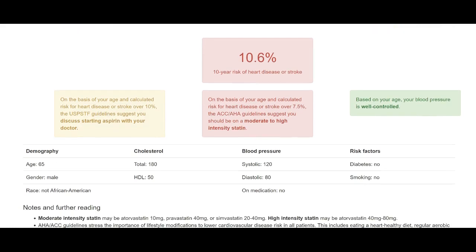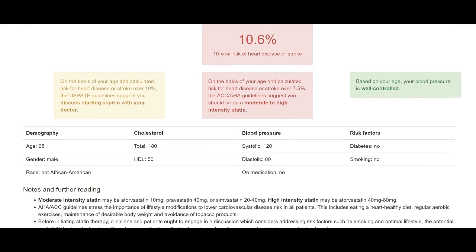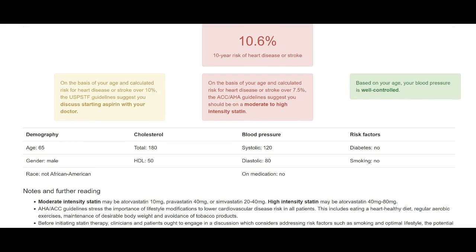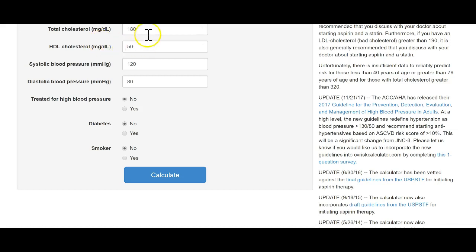So again, we don't really have any outlying lab values. This would be a pretty healthy guy. If a 65-year-old male came in with all these numbers, on the surface level it looks pretty good, but you have this decently high score. And there's not really anything you could do from a dietary perspective to lower the risk, because let's go back and play with his cholesterol a little bit.